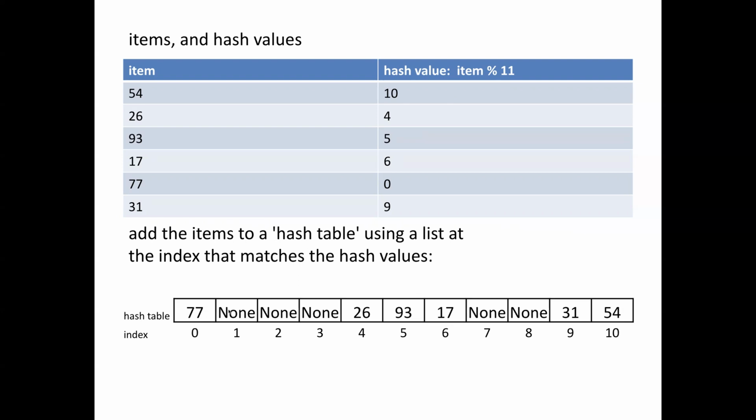And so we can organize these numbers: 77 will be hashed into index 0, so index 0 will have 77, and 26 goes to index 4. You fill in these numbers, and those empty slots we put a None in to begin with. They indicate empty slots where you can put in more data. Okay, so that's a basic example of a hash table.